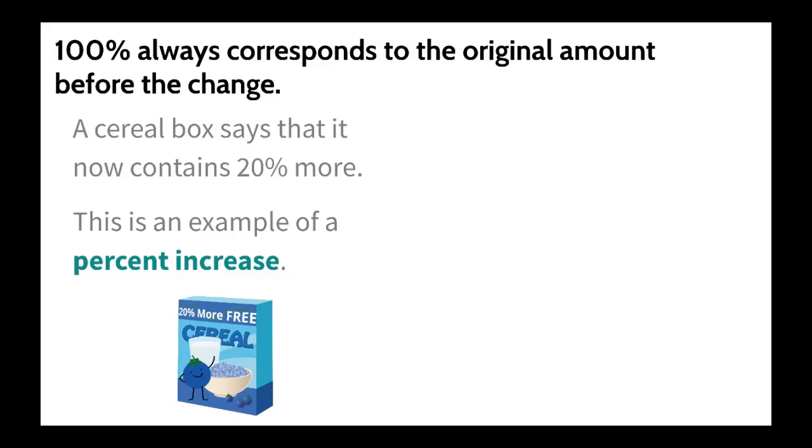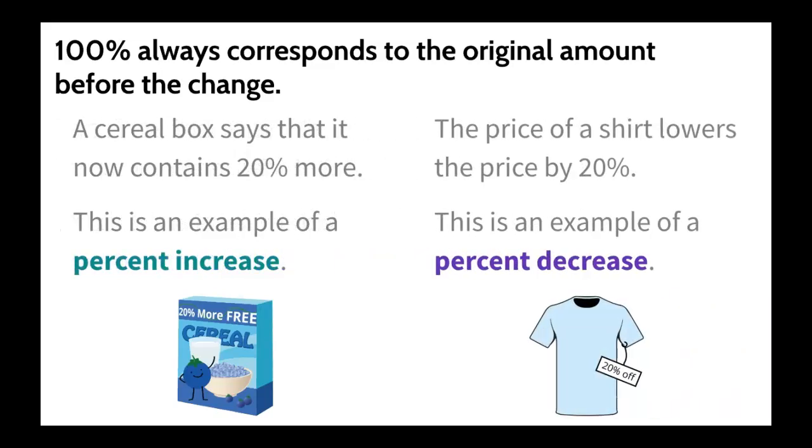So today in class, we talked about a cereal box that says it now contains 20% more. If it's having 20% more, that's an example of a percent increase. And then we looked at this t-shirt price, which lowered by 20%. Since it went down, that's an example of a percent decrease.